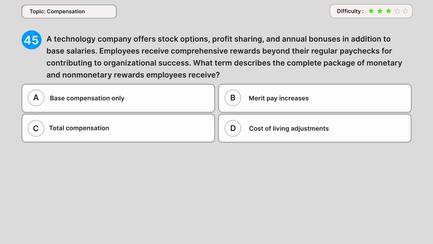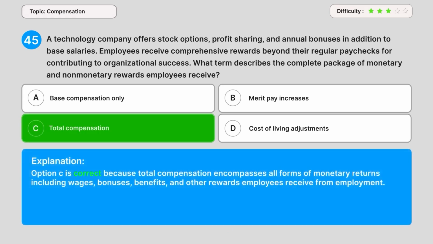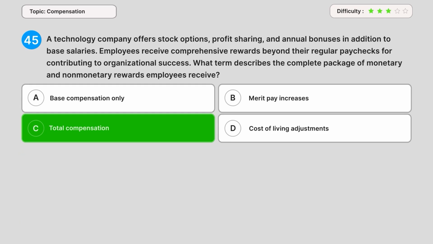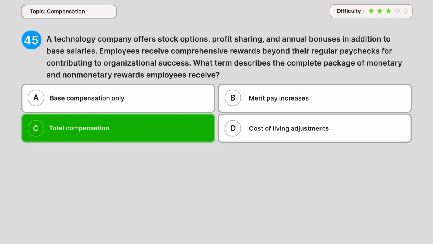Correct answer, C. Total compensation. Explanation: option C is correct because total compensation encompasses all forms of monetary returns, including wages, bonuses, benefits, and other rewards employees receive from employment. Option A is incorrect because base compensation refers only to the fixed salary or hourly wage rather than the complete package of all rewards and benefits received.